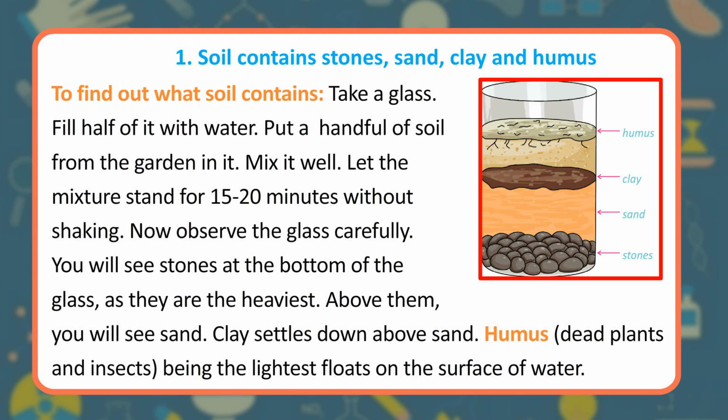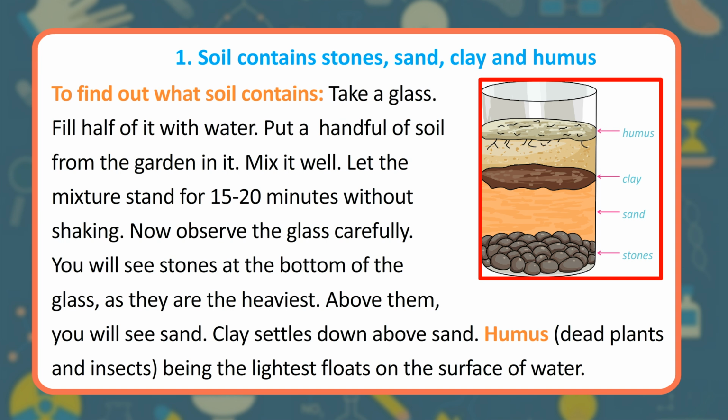To find out what soil contains, take a glass, fill half of it with water, put a handful of soil from the garden in it. Mix it well. Let the mixture stand for 15-20 minutes without shaking. Now observe the glass carefully.